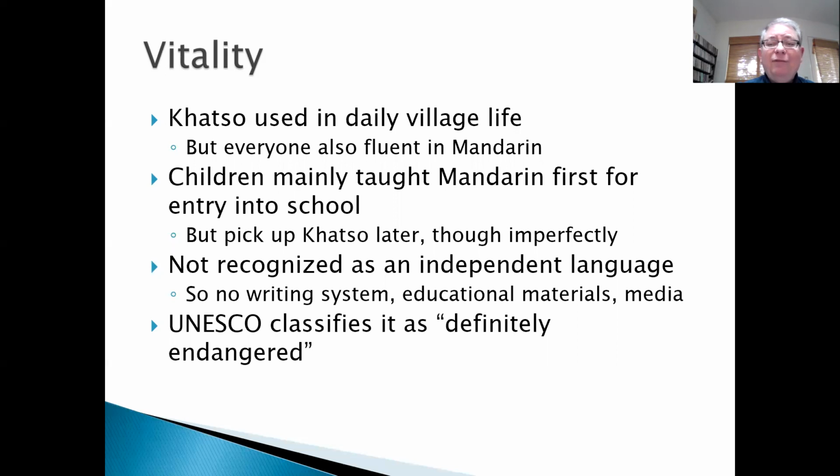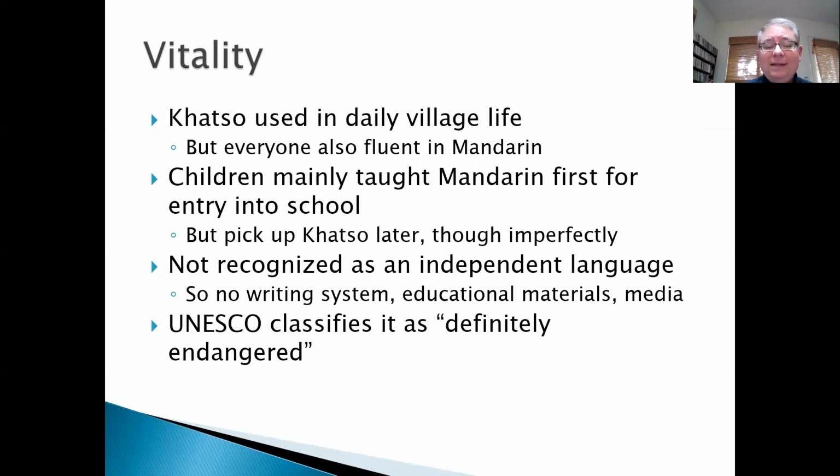So everyone has a smartphone. They text each other using Mandarin. More and more people, the village is wired for the internet. More and more people have computers. You jump online, you play a video game using Mandarin, you turn on the TV, it's Mandarin, right? So the domains in which Khatso is being used are shrinking more and more.